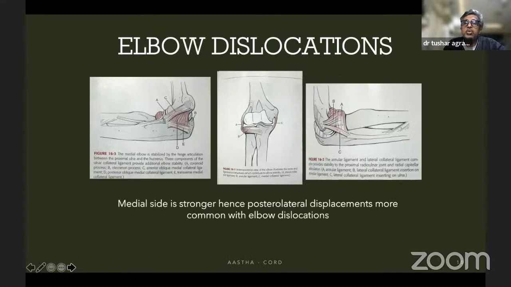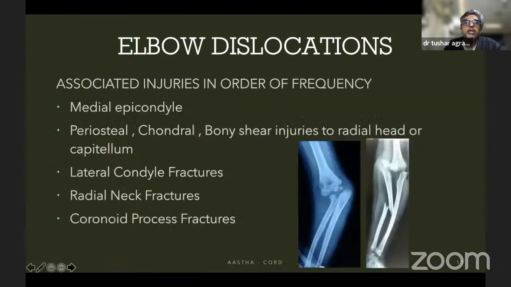And it's always posterolateral because obviously the lateral side of the elbow, as you see, is a little more fragile and less stable as compared to the medial side. The medial side is extremely stable, and so posteromedial injury is very rare. And there are a lot of associated injuries, right?